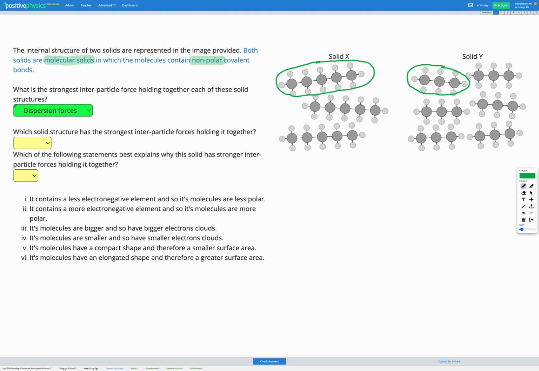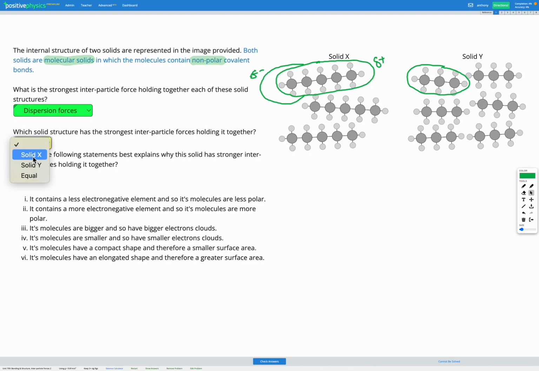So for example, for solid X, if all the electrons happen to be over this side for a moment, we get a temporary negative dipole at this end and a temporary positive dipole at this end. So because solid X has bigger molecules than solid Y, they've got bigger electron clouds, and so there are more possible different fluctuations that it could have, and therefore stronger dispersion forces between the molecules.